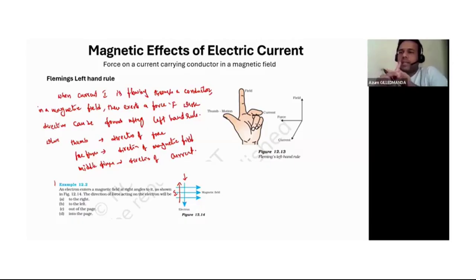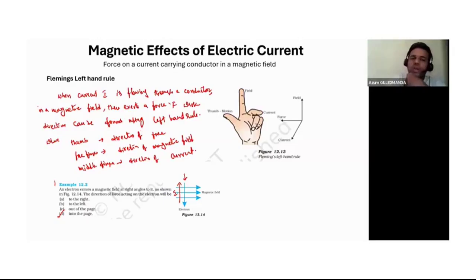Then the thumb indicates the direction of the force. So is the direction of the force to the right of the paper? No. To the left? No. Out of the page? No. Into the page, right? So it is into the page, guys, because this is the magnetic field, this is the electric current, and this is the force, which is into the paper. So that's how we can do that.